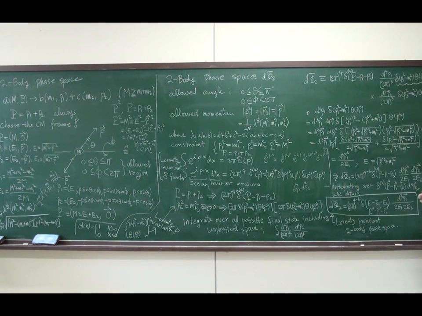The simplest frame where this expression becomes most compact is what frame? The center of momentum frame. In the next page, we will simplify this in the center of momentum frame and parameterize the two-body phase space in the simplest way. That's it.